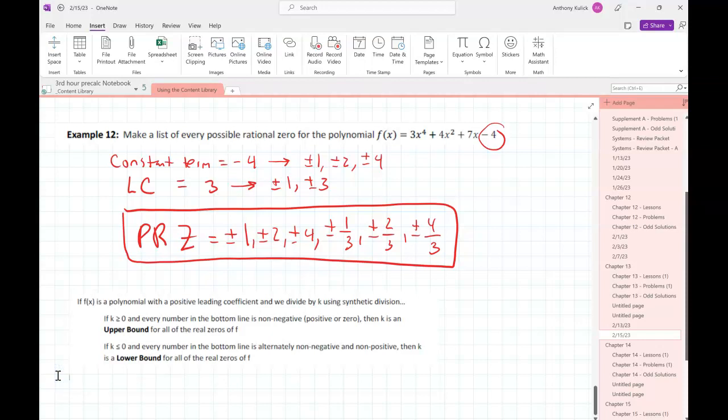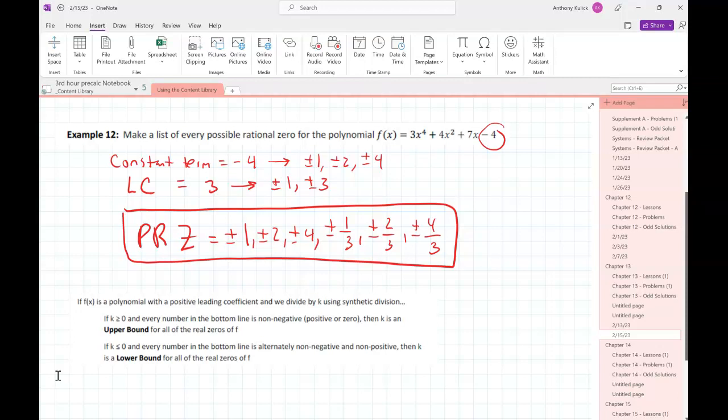So if f of x is a polynomial with a positive leading coefficient, and we divide by k using synthetic division, if k is non-negative, and every number on the bottom line of our synthetic division is non-negative, then k is an upper bound for all the zeros of f.